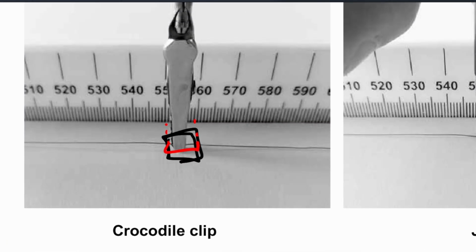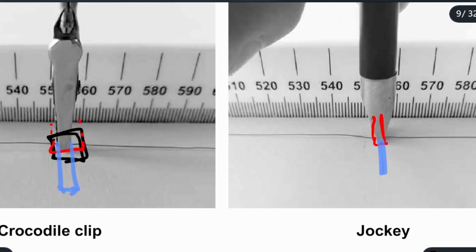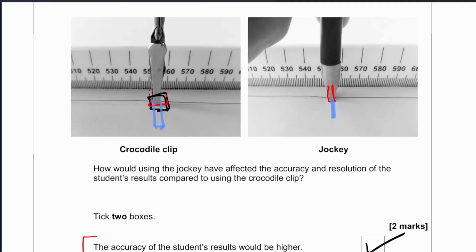because this is so thick, with our crocodile clip contact, the length measurement that we could take would be anywhere from this edge here, doing a different color, anywhere from this first edge to the second edge. We could technically take the reading for the length anywhere from there to there. Same thing for the jockey, but this time the length measurement would be much more narrow, and so the resolution is actually going to be a lot higher as well. So hopefully that makes sense.